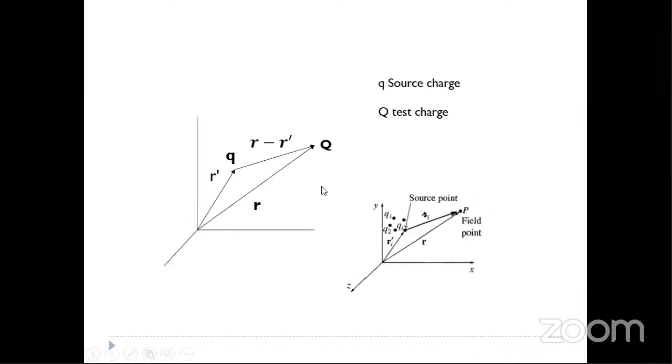Now this diagram shows you the vectorial representation as adopted in the book of Griffiths. What it shows, in a three-dimensional space, is this: this is a source charge, small q, and this is a test charge, capital Q. So how their positions are described with respect to this origin.